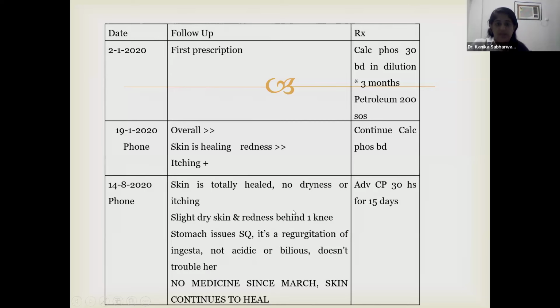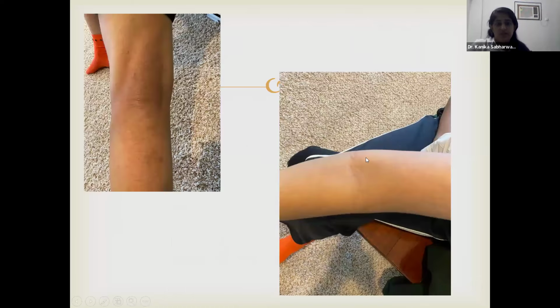This one spot which she says is behind the knee. So we do that. Mother says she's much better. You can see the back of the knee. You can see the elbow. She's quite comfortable.